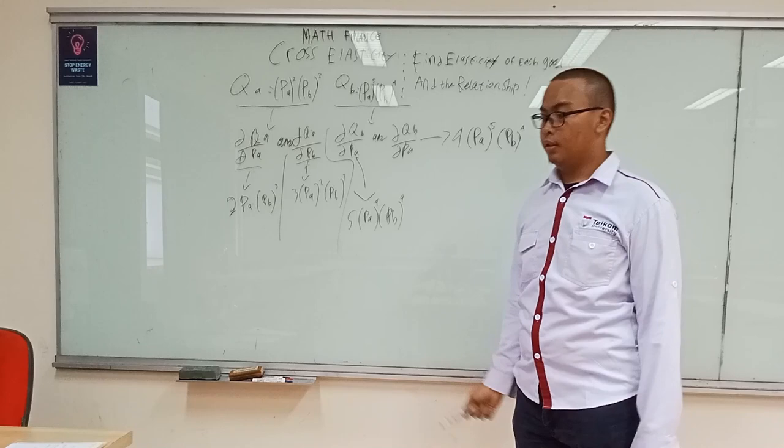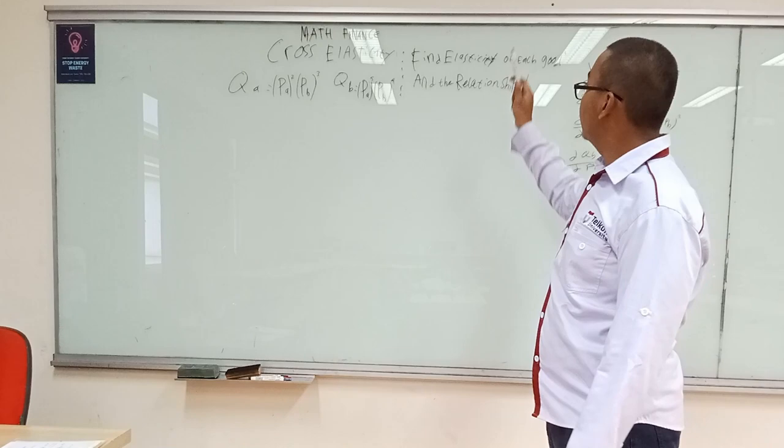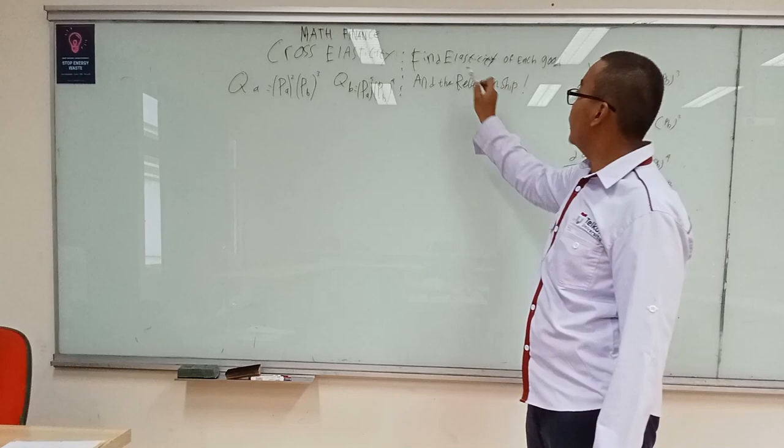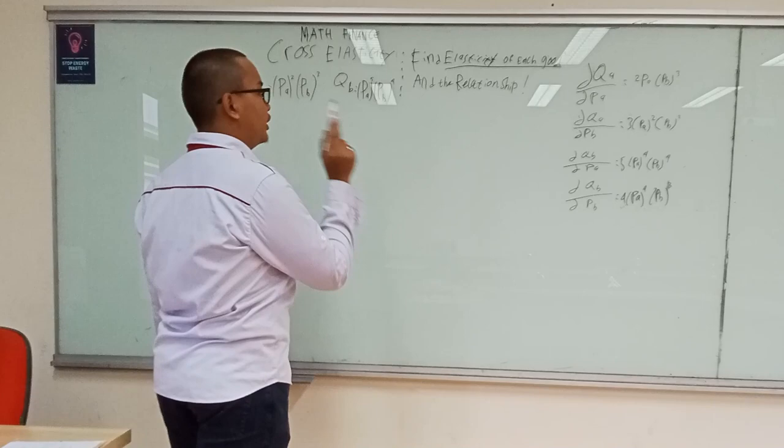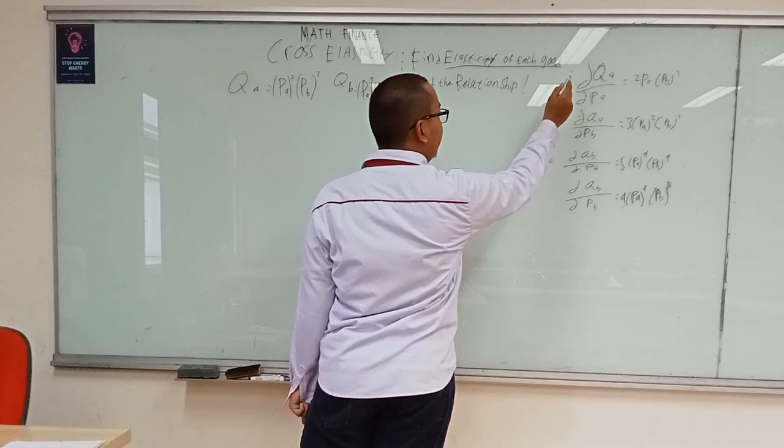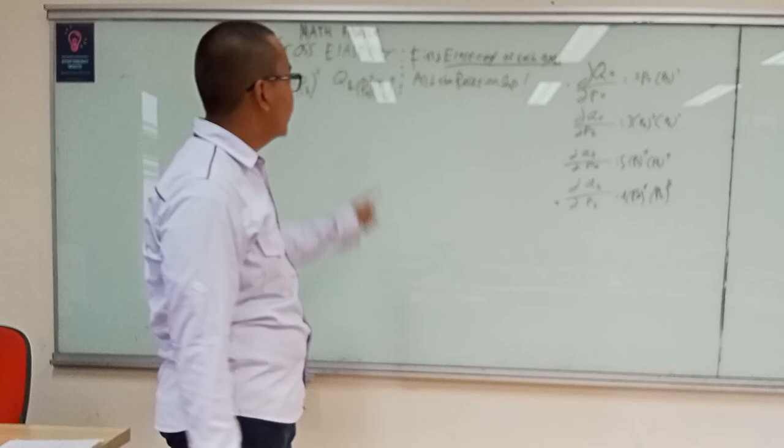Okay, the next step is to find the elasticity. After finding the derivative of this, now we can find the elasticity of it first. This is the A. So to find the elasticity of good A, like I have told you before, we're going to use this one and this one. We're only going to use these two for point A, which is going to find the elasticity of this good.